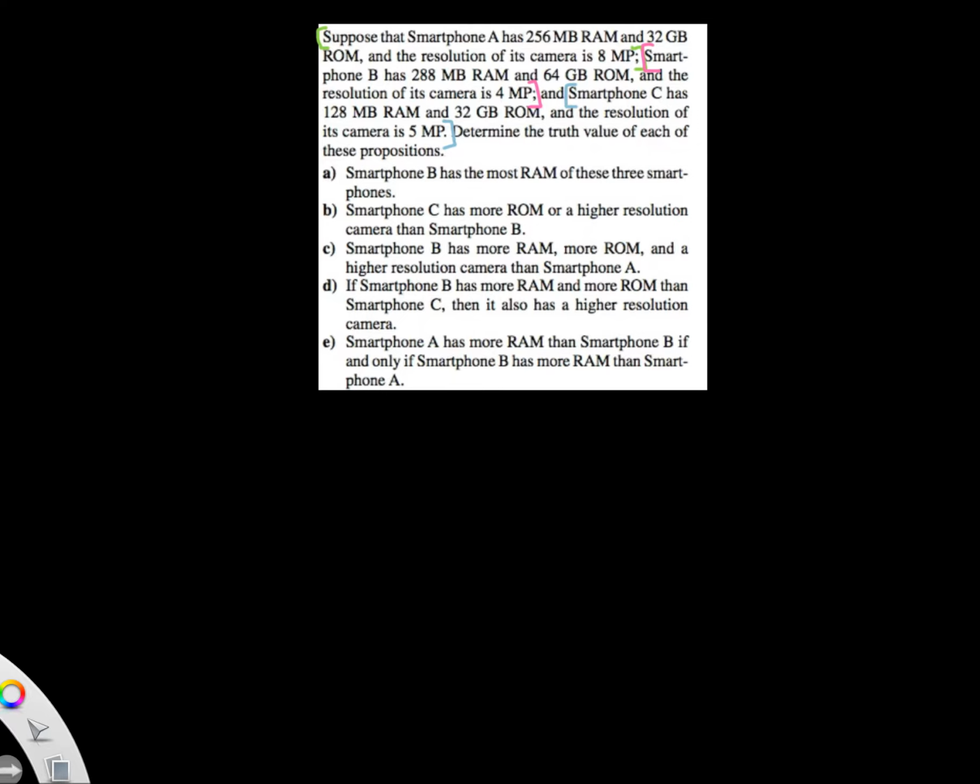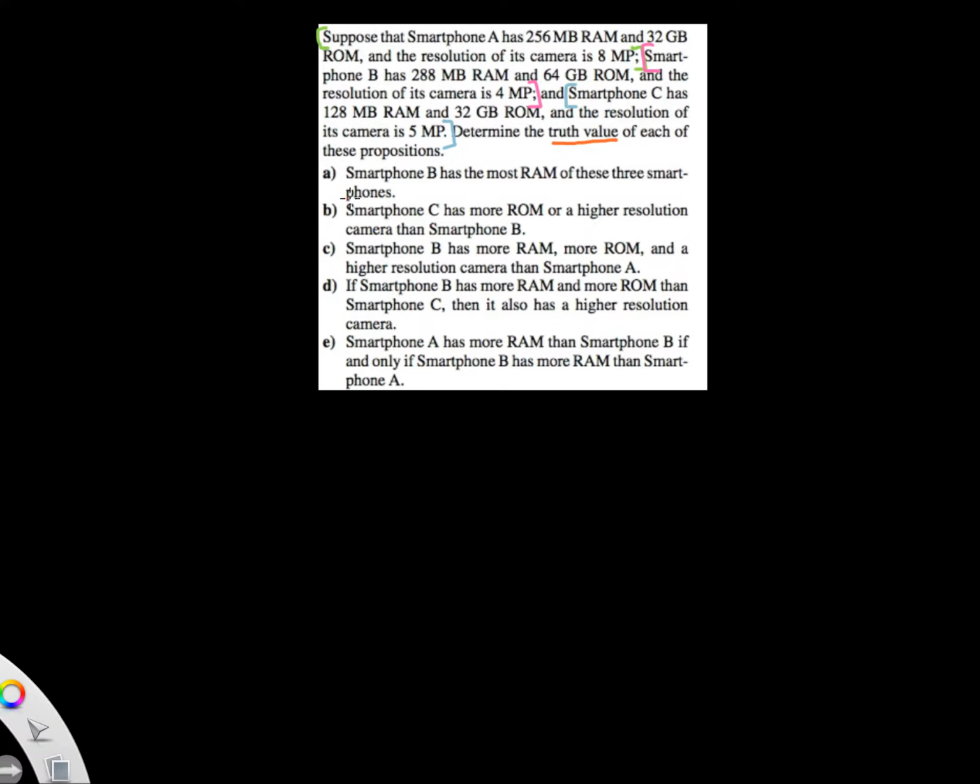And what I'm trying to do with this problem is figure out the actual truth value. The truth value simply is, are the following statements A, B, C, D, and E actually true or actually false here? That's what I'm trying to figure out. So let's look at part A here.